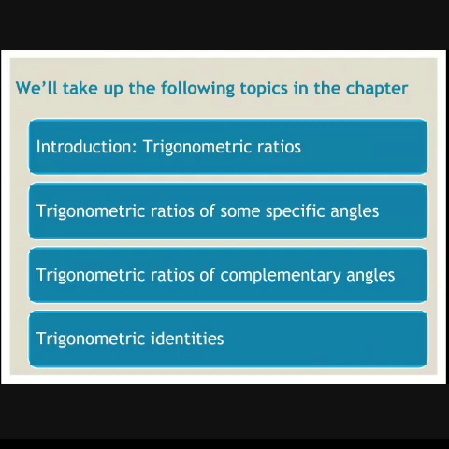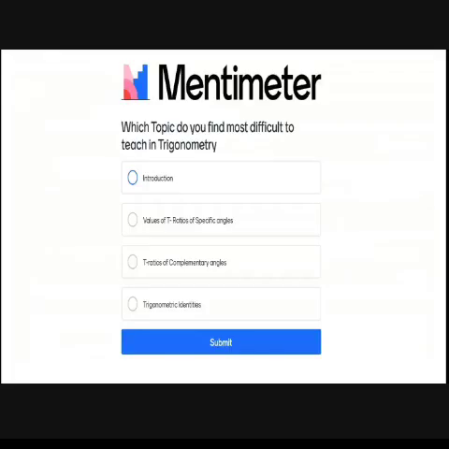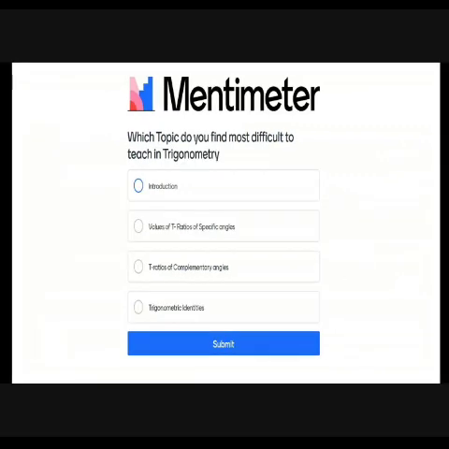Before preparing this chapter, I had a poll with my friends asking which of the topics in this chapter are the most difficult to teach. I asked them: which topic do you find the most difficult to teach in trigonometry? Introduction, trigonometric ratios of some specific angles, trigonometric ratios of complementary angles, or trigonometric identities. You can also have such a poll.